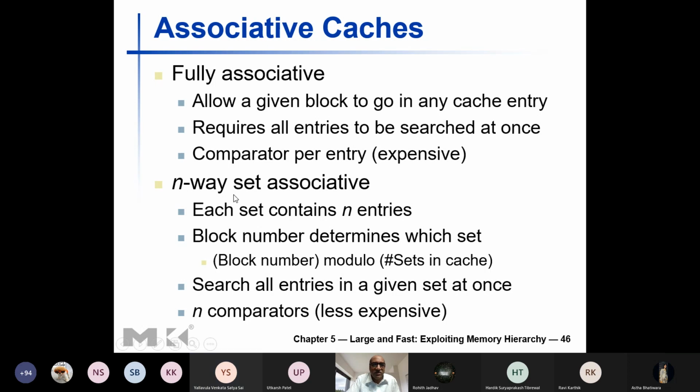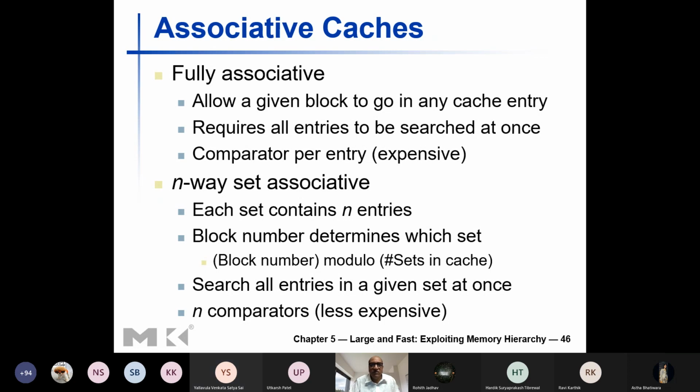Whereas in a set associative cache, the cache is organized in the form of sets. By using the expression block number modulo number of sets, the block number will be assigned to a particular set. Then we have to see whether there is any empty place in that set. If there is an empty place in that set, then the block can be safely placed there.